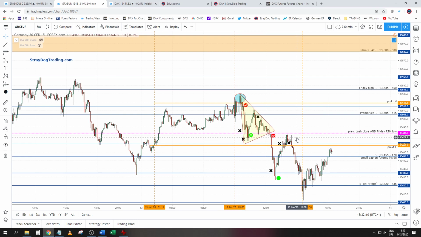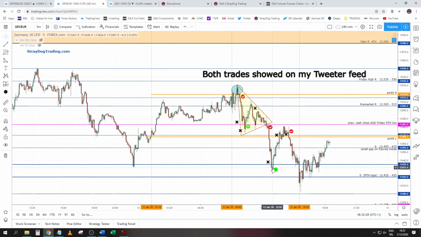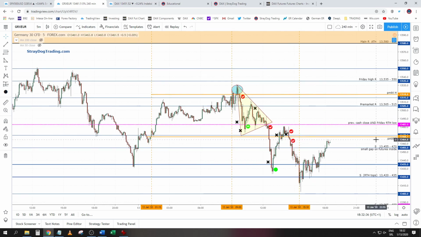And I have at least a few subscribers, they took a short here also. This is also a very good short, and it could be taken aggressively here, or the thing I would take, I took a break then there, I didn't take this trade, I took just this one here and this one here. So more conservative way of taking this trade would be here, below pre-market low.